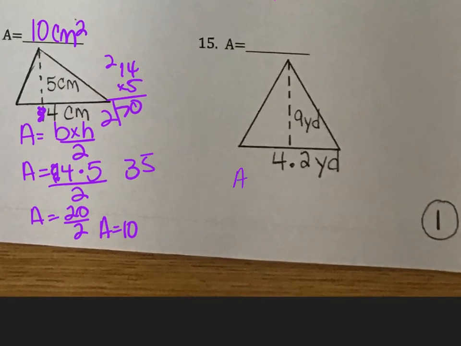Area equals pi times radius squared. No, that's circle. What am I doing, guys? Base times height divided by 2. Area equals 4.2 times 9 divided by 2. Area equals 37.8 divided by 2. Area equals 18.9.